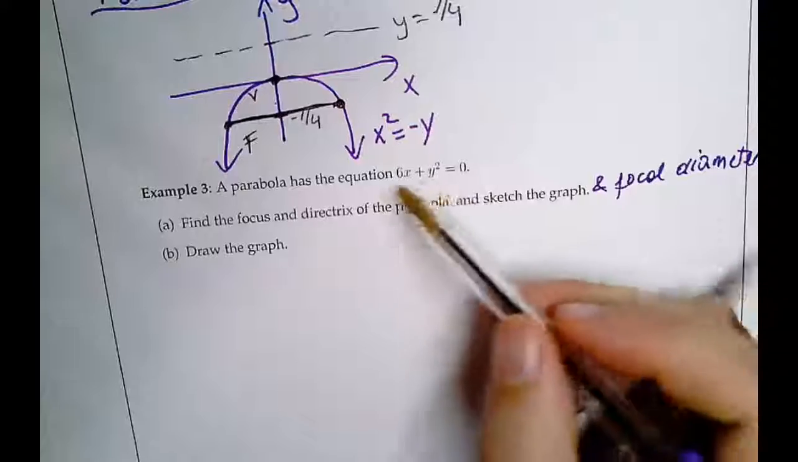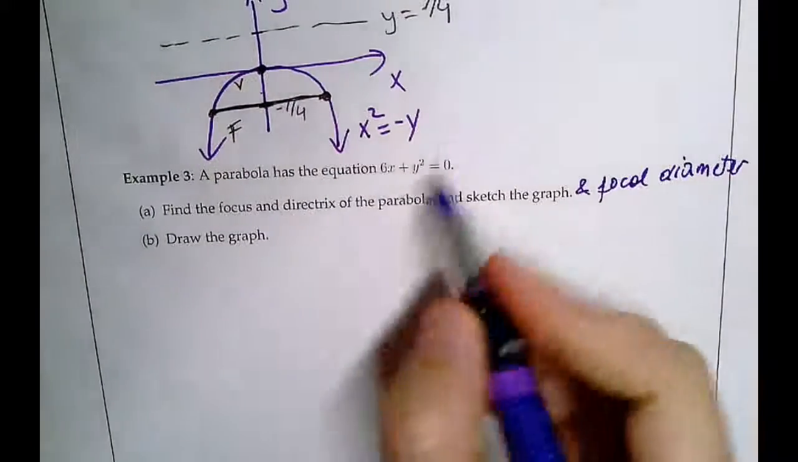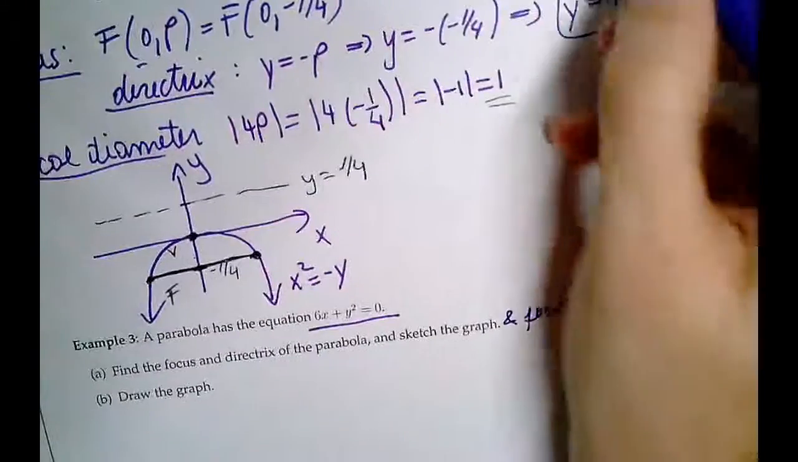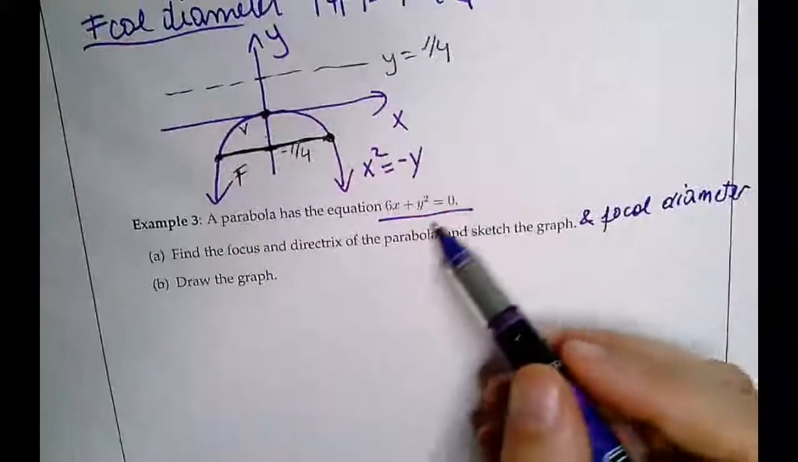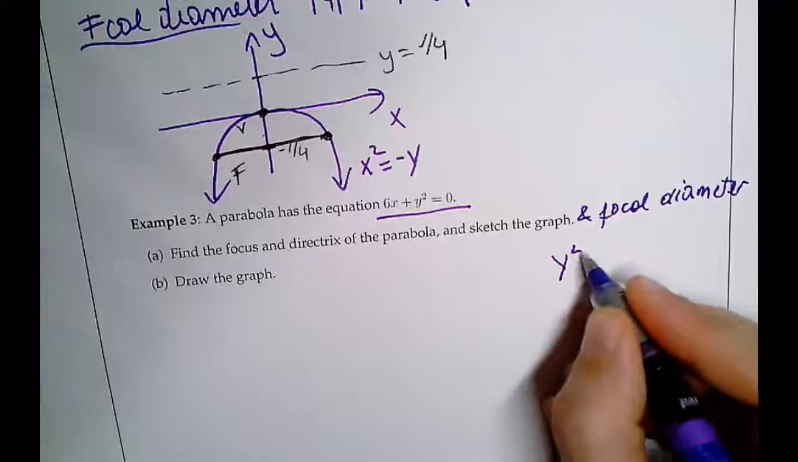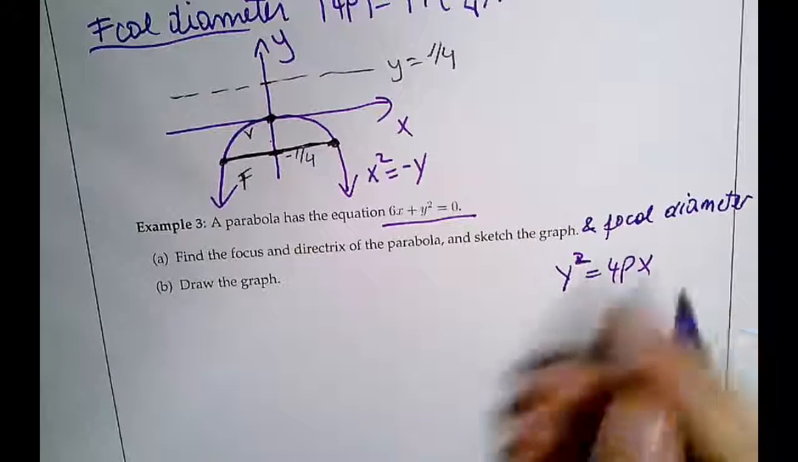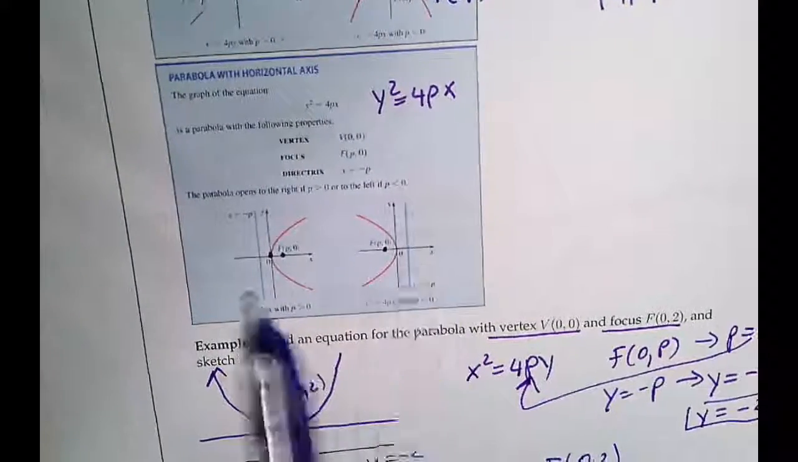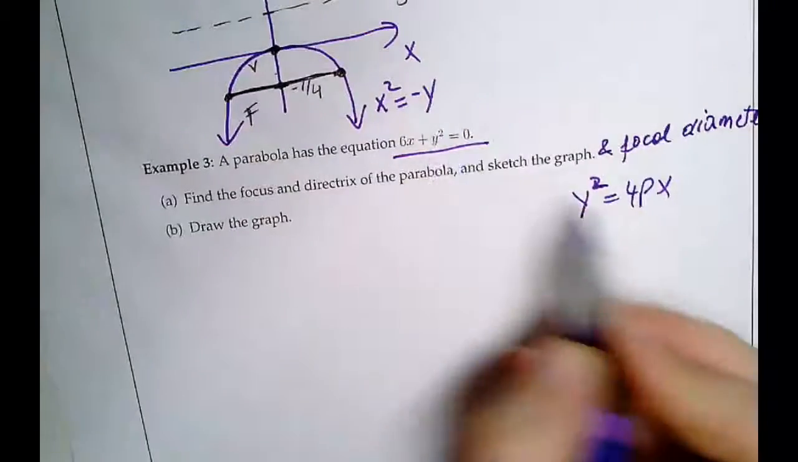Now, what if I have a parabola that has the equation 6x plus y squared equals 0? Well, first of all, let's bring it into one of the known forms. So this is what we have, the two forms. Since y is squared, I'm going to have to bring it into the form y squared equals 4px. Okay? So y squared equals 4px is going to be a parabola either opening to the right or to the left, depending on the p-value. So let's rewrite it to bring it in this form.